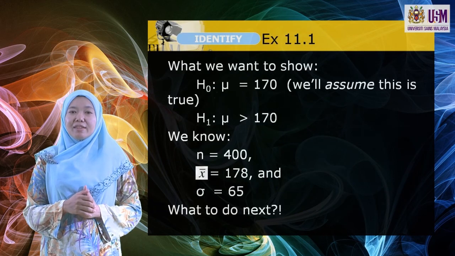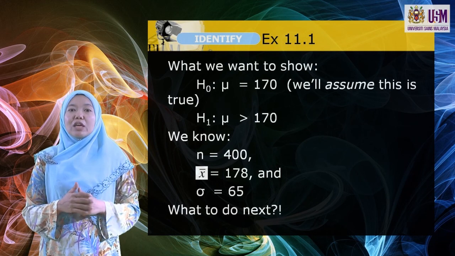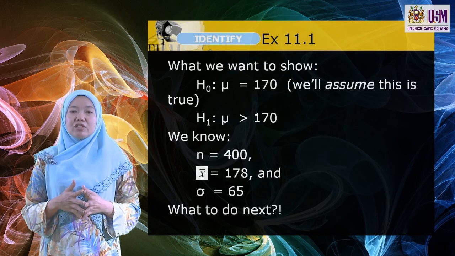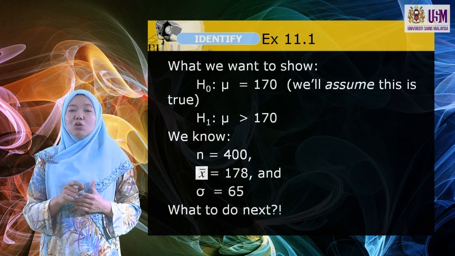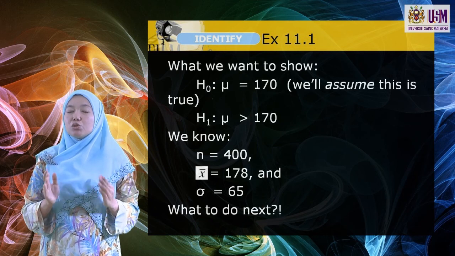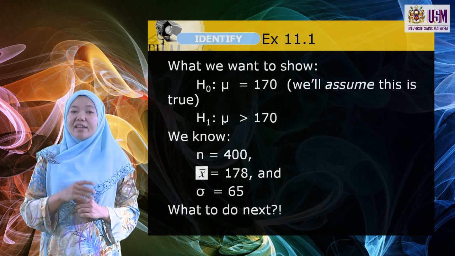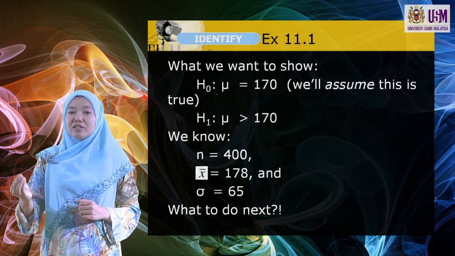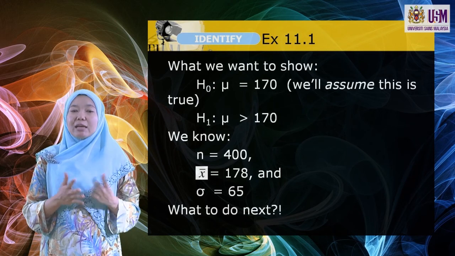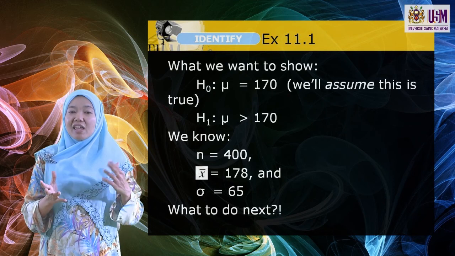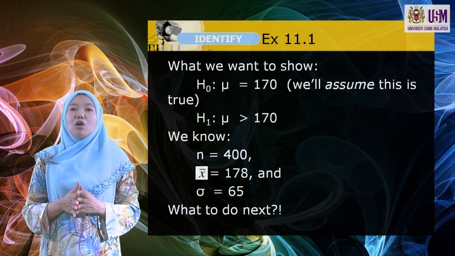Okay, in the first step of hypothesis testing, where you need to identify the statements, what you need to do is gather all the information that you can get from the paragraph. In this case, H0 is mu equals 170, and we assume that this is the true statement. Alternatively, we are interested to know further whether H1, the alternative hypothesis, mu greater than 170, holds. So it's cost effective if mu is greater than 170. From the question, we know that sample size n equals 400, x bar equals 178, and the standard deviation sigma is given as 65. So what to do next?